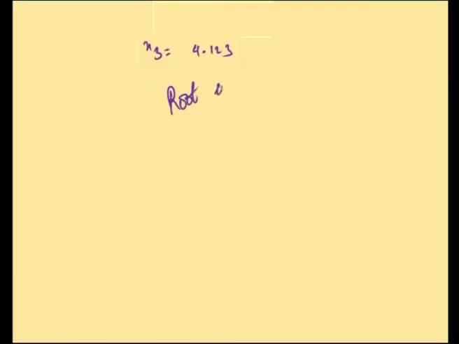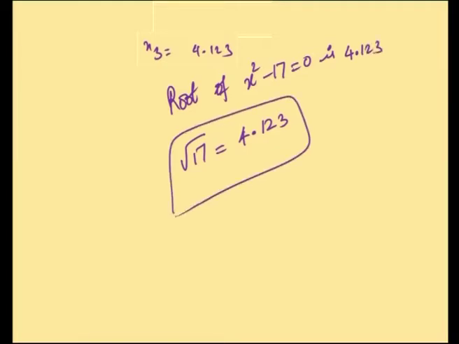Okay, so root of x square minus 17 is equal to 0, or root of 17, is equal to 4.123, corrected to 3 decimal places.